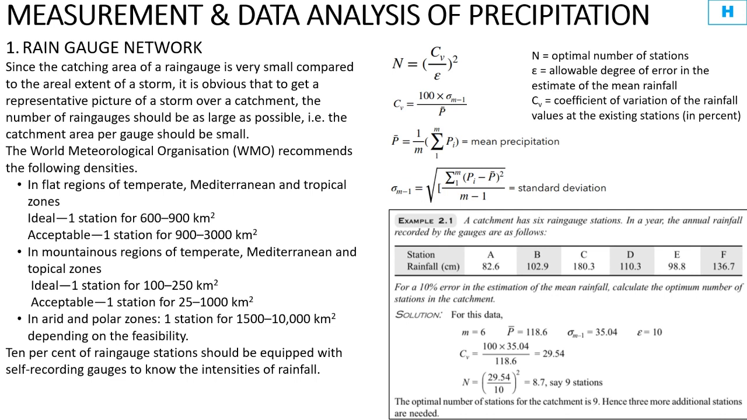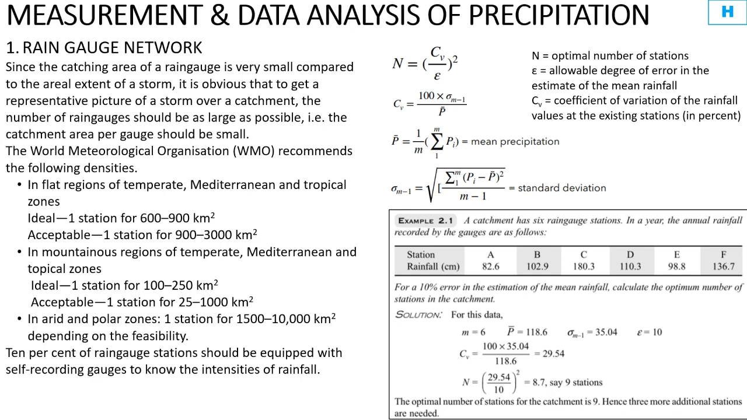So for example, 2.1, a catchment has 6 rain gauge stations. In a year, the annual rainfall recorded by each station are as follows. For 10% error in estimation of the mean rainfall, calculate the optimum number of stations in the catchment. So preliminary, meron siyang 6 rain gauge stations daw. But the problem wants to check if enough na yung 6 rain gauge stations na yun, if it wants a 10% error only. So we can use this formula.